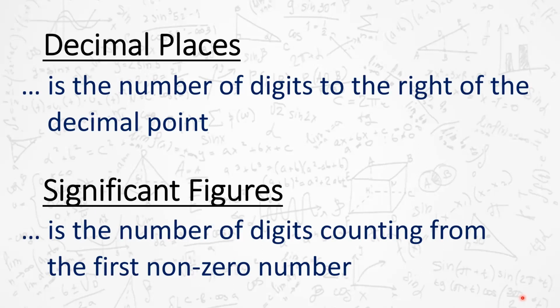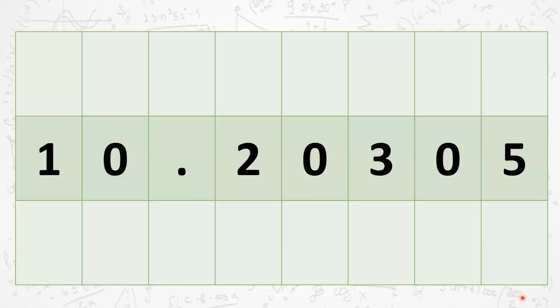Let's look at an example. The number we're given is 10.20305. So the first decimal place will be the first digit to the right of my decimal point. That means I have 2. My second decimal place will be 0. My third decimal place will be 3.